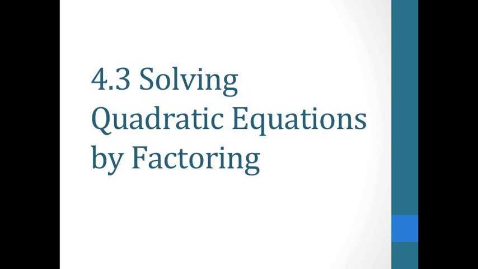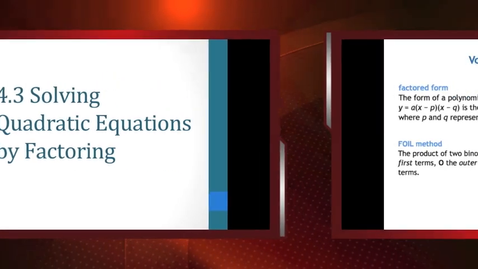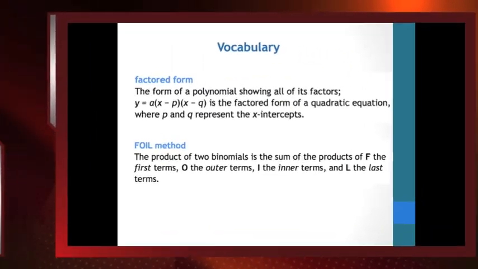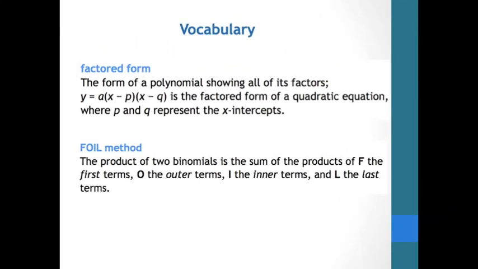So we're going to look at vocab. Factored form is when you are able to see parentheses, with multiplication occurring between each of the parentheses, as the first vocab. FOIL: first, outer, inner, last. That's when you multiply those terms given two binomials. It's also a form of distribution, so whatever's easier for you.